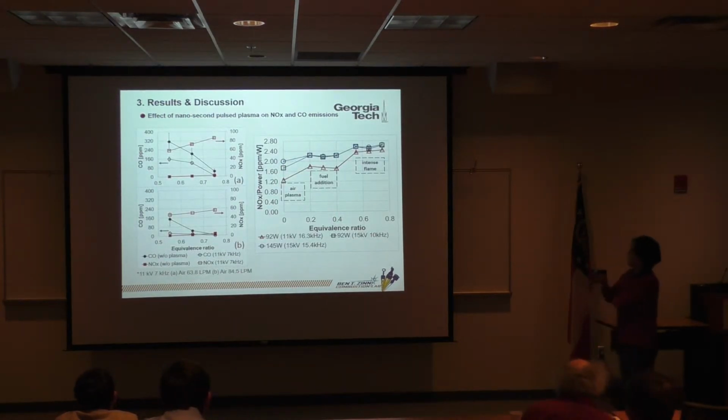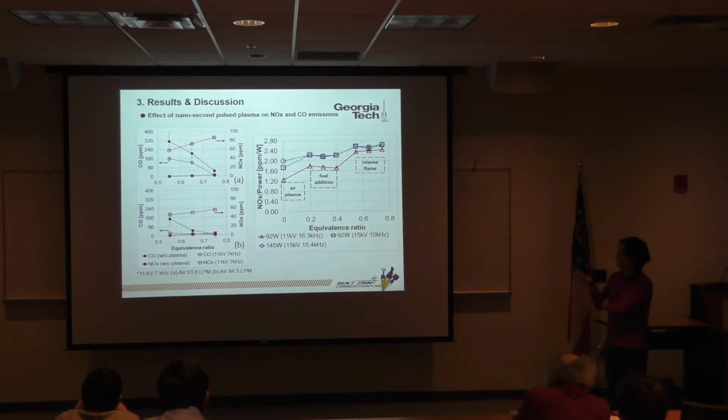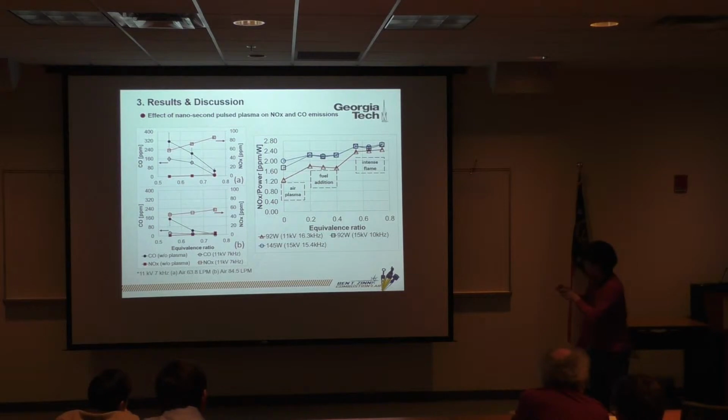To study the effects of nanosecond pulse plasma on NOx and CO emissions, I also measured the exhaust gas at the exit of the quartz tube. In the left graph, hollow symbols are with the plasma, and solid symbols are without the plasma. Plasma reduces CO dramatically, however, it increases the NOx emissions.